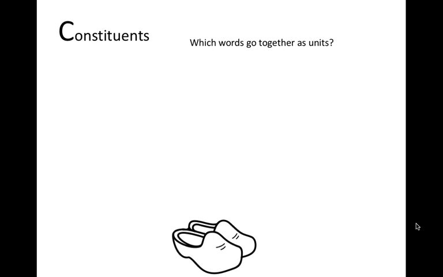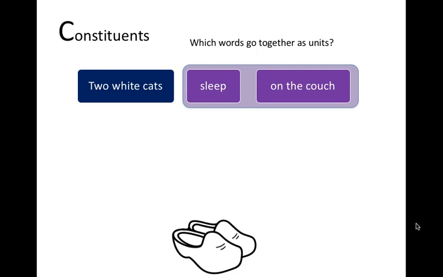You can look for constituents. Which words go together as units? Where do those units begin and end? In this sentence, we could notice two white cats is a unit, on the couch is another, and it's a smaller unit inside the larger, sleep on the couch.